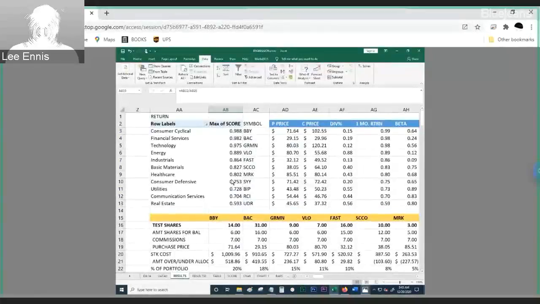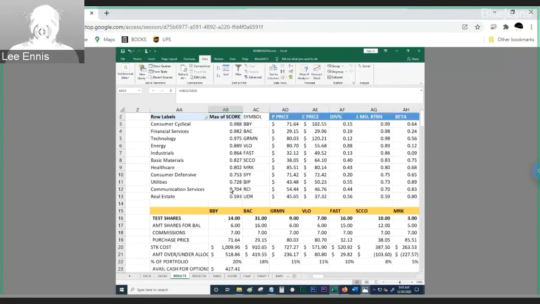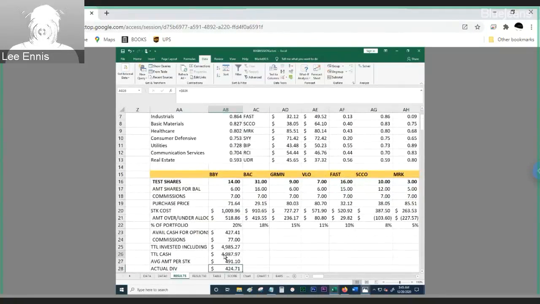So again, this is the portfolio that we're trying to mirror. It's the return portfolio. And this is based on doing this as of July 2019. Now, what we told the software was, hey, we have $4,987.97. What companies do we purchase, and how many shares of each company do we purchase in order to give us the largest return?